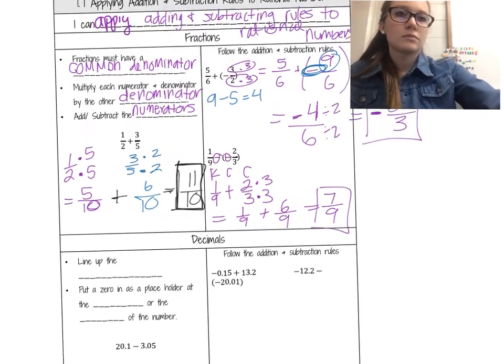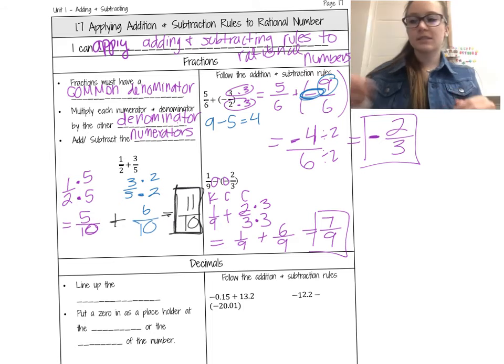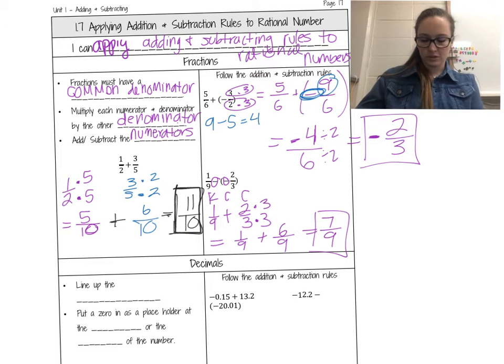So, for adding and subtracting negative fractions, same steps, we need a common denominator, and then after that, with the numerators, you just follow your addition and subtraction rules.